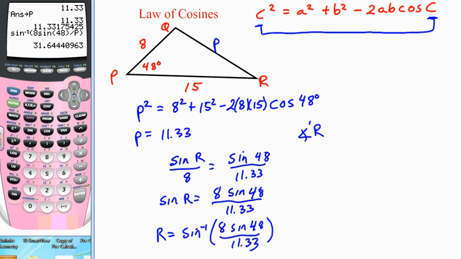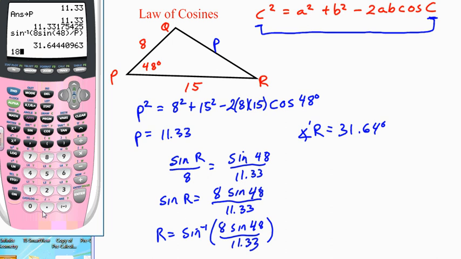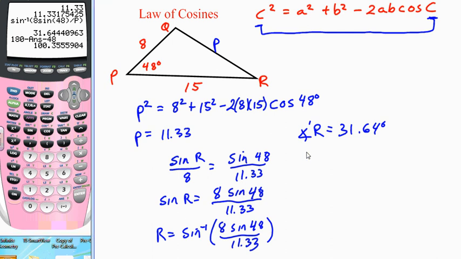So angle R is equal to 31.64 degrees, and angle Q then would be 180 minus, let's do the second answer here, minus the original 48. Enter, that is 100.3536. Angle Q is equal to 180 minus 31.64 minus 48 equals 100.36 degrees.